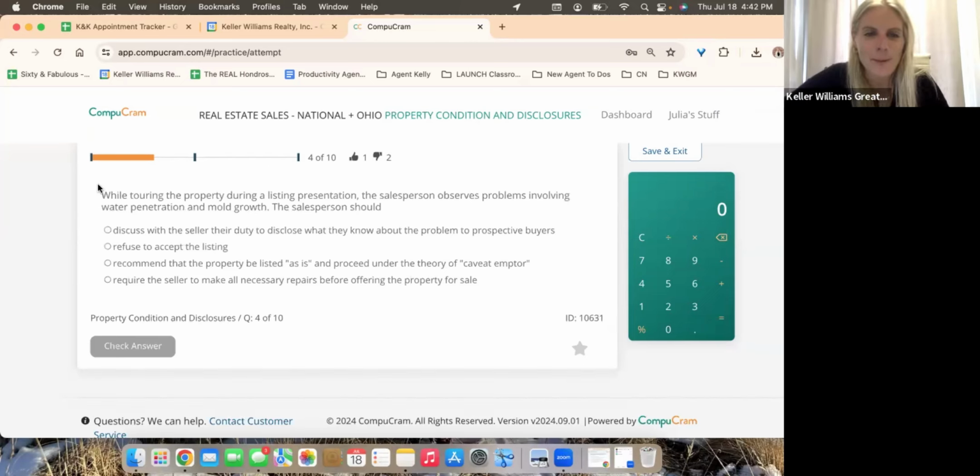Okay, so while touring the property during a listing presentation, the salesperson observes problems involving water penetration and mold growth. The salesperson should A, discuss with the sellers their duty to disclose what they know about the problem to prospective buyers. B, refuse to accept the listing. C, recommend that the property be listed as is and proceed under the theory of caveat emptor. Or D, require the seller to make all necessary repairs before offering the property for sale.